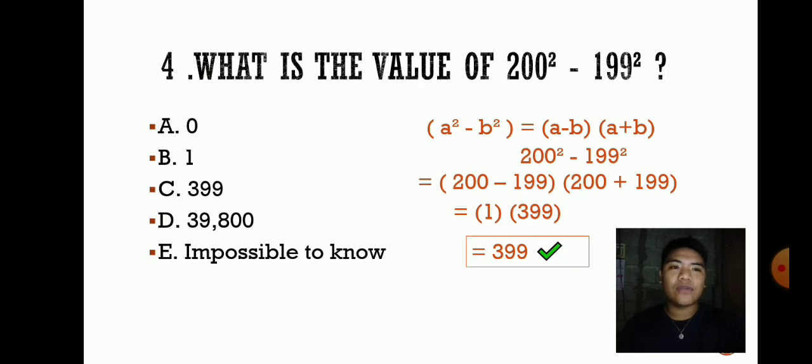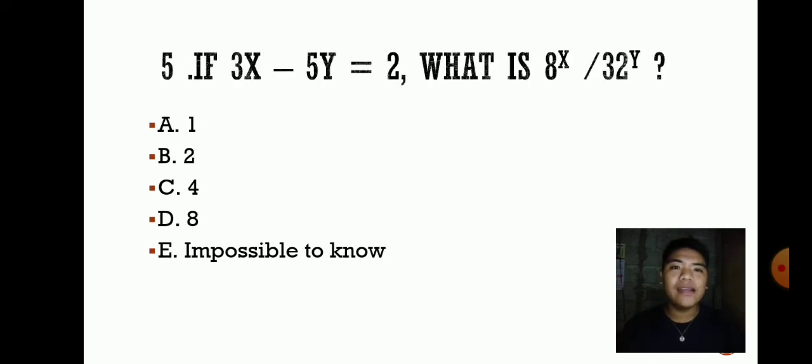Okay, and now we're going to our last example. If 3x minus 5y is equal to 2, what is 8 raised to the power of x divided by 32 raised to the power of y? The choices are 1, 2, 4, 8, and impossible to know. So we're going to use the given 3x minus 5y equal to 2 to find 8 raised to the power of x divided by 32 raised to the power of y.